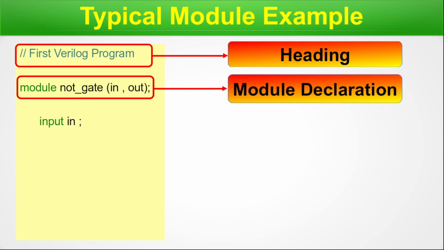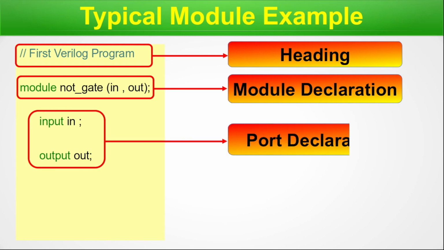Next, we have input, that is the nature of the port. Here the keyword input is in green and it is a reserved keyword for Verilog. Similarly, the nature of the output is output, and it is also a reserved keyword of Verilog. Together, these two are the port declaration. So next we go for the assign statement.